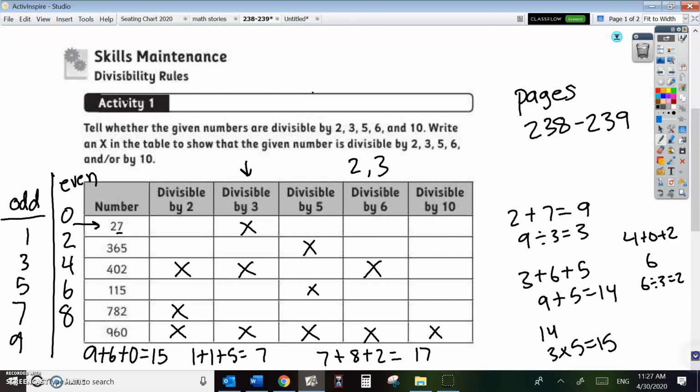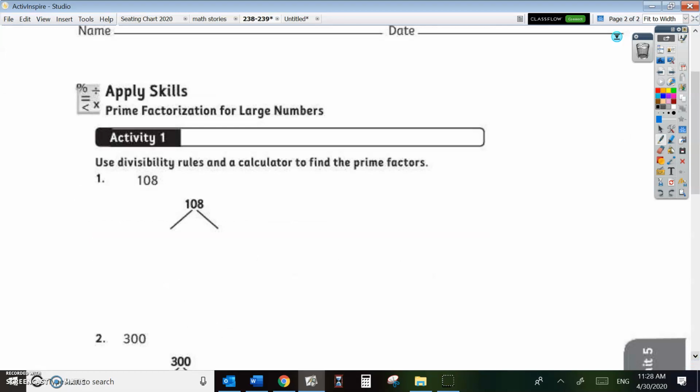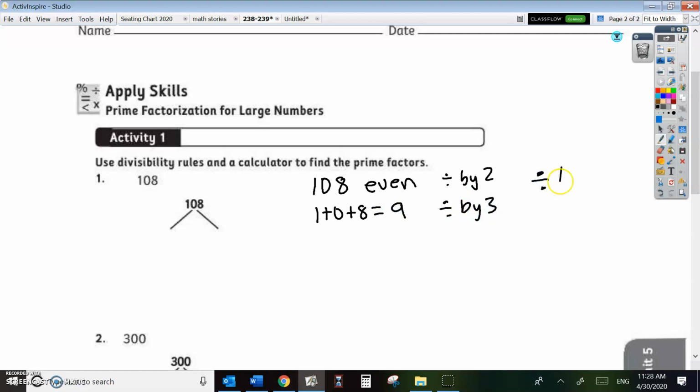Let's check and see what's on that next page. Prime factorization for large numbers. Use divisibility rules and a calculator to find the prime factors. So, what do we know right away by looking at 108? 108 is even, so it's divisible by 2. And we also know that 1 plus 0 plus 8 equals 9, so it's divisible by 3. So we know it's divisible by 6, because it's divisible both by 2 and by 3.